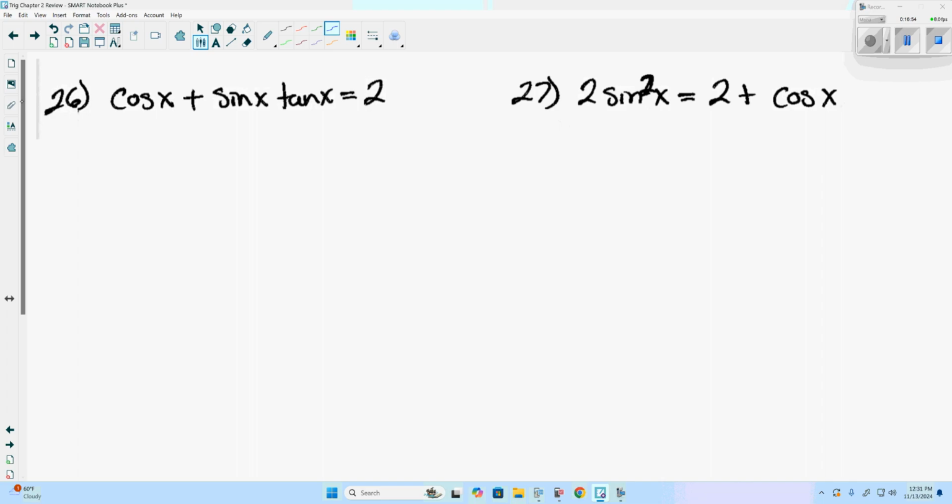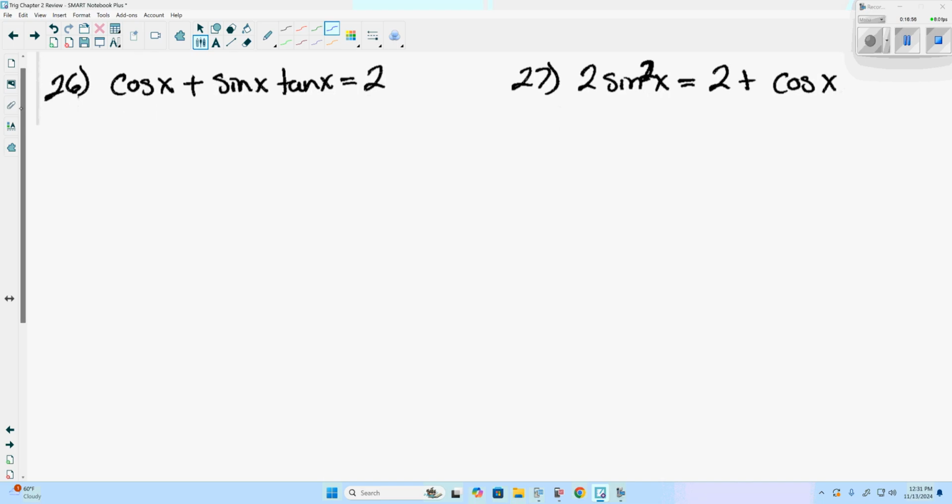26. Cosine of x plus sine of x times tangent of x equals 2. Two things. One, we need to first try to get this all in terms of sine, cosine, tangent, secant, cosecant, cotangent. We need it all in one. So having the sine and tangent is causing issues. And since they're not squared, we can't just replace it with one of our trigonometric identities, our Pythagorean identity.